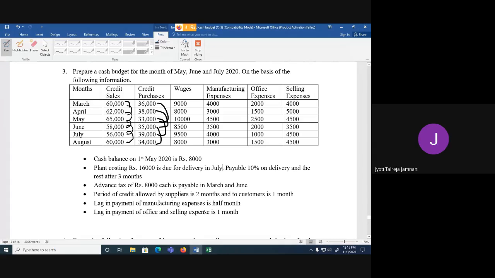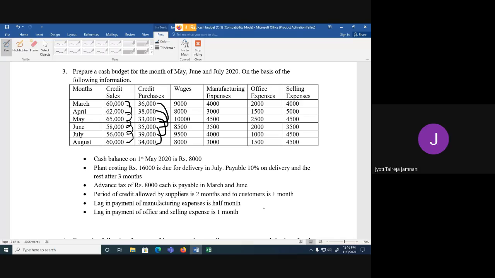Next, lag in payment of manufacturing expenses is half month. Now, what is this half month? We'll have to understand. So first, listen to me carefully and then we will solve it. What they're trying to say here is, suppose you're working for 30 days in an organization. When you work from 1st to 15th, that is half month. For that half month, you will get salary on 16th of that month. Then when you work from 16th to 31st, you will get salary in the next month on 1st. So this month's salary, half I will get in this month only, and the rest half I will get in the next month, in the beginning of the next month.